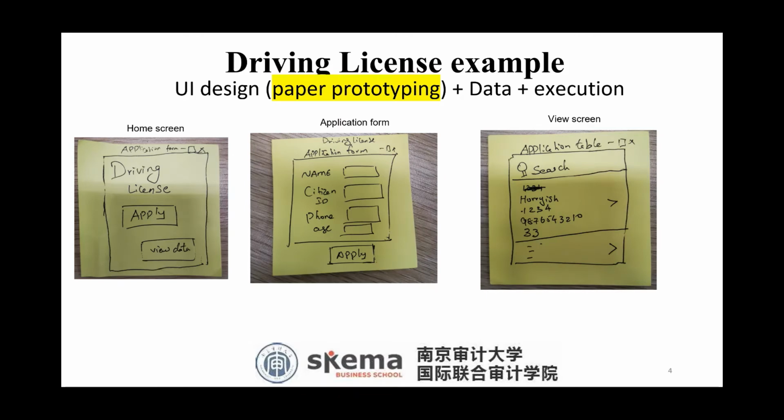The paper prototype looks something like this. The home screen has apply and view data. Once you click on the apply button, it goes to the application form, which is modeled exactly on top of our problem statement. And once you click on apply, the data is stored into the storage, which is an Excel file on the cloud. And the view screen button shows the data that you've just stored, okay?